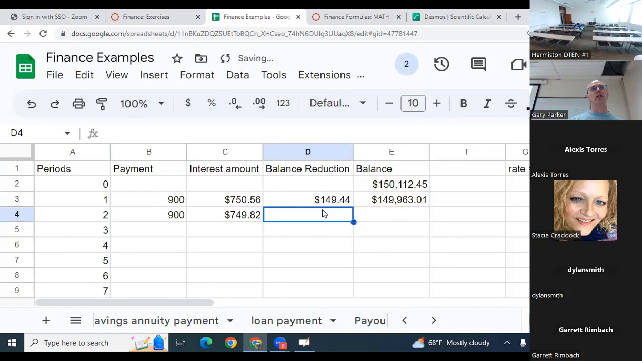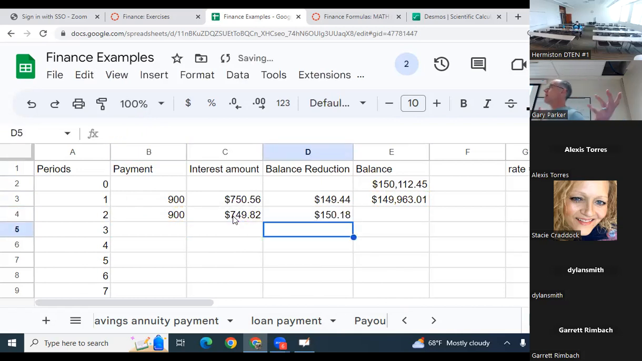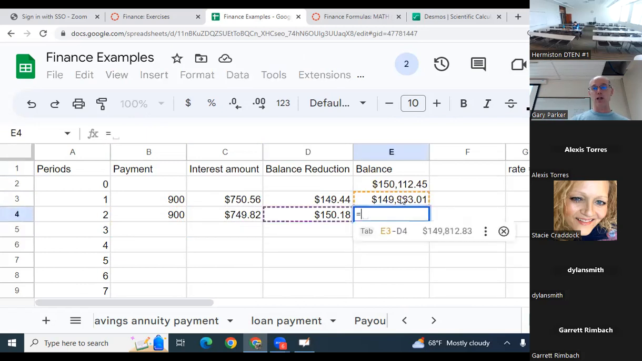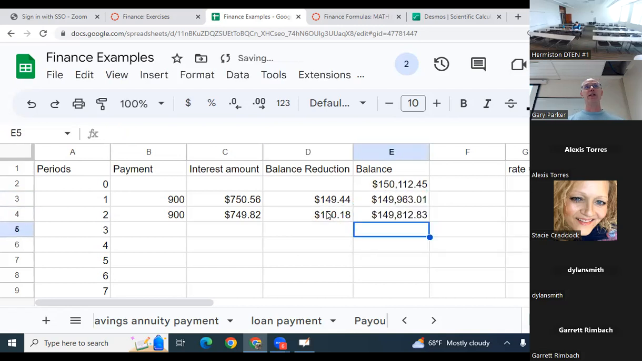How about the balance reduction? Same thing as before. They're going to take my 900 and they're going to subtract that interest amount. Oh, now I have $150 to pay off my account. A little bit better. Just like before, I'm going to take the previous balance and subtract whatever's left after the interest deduction. Now, I just did the same calculations twice in a row. I don't need to keep doing that. I can just fill these down.